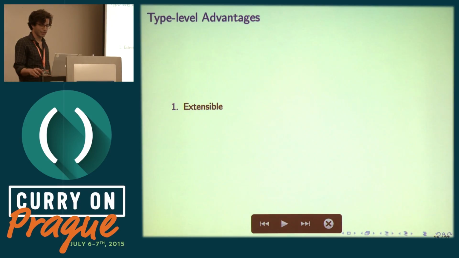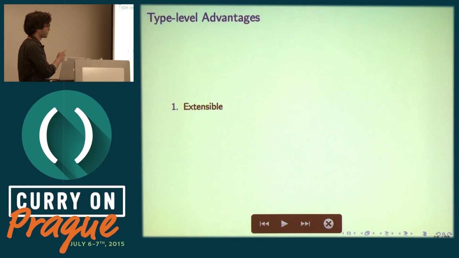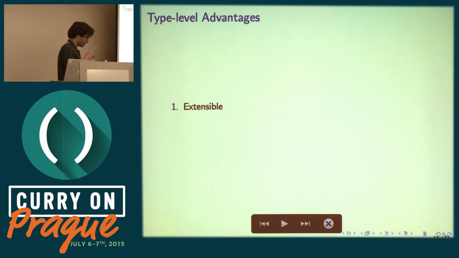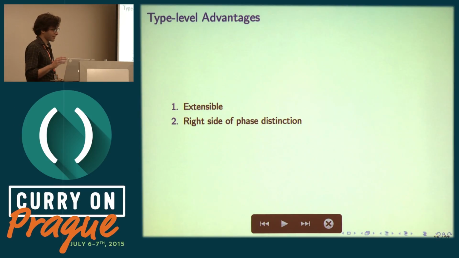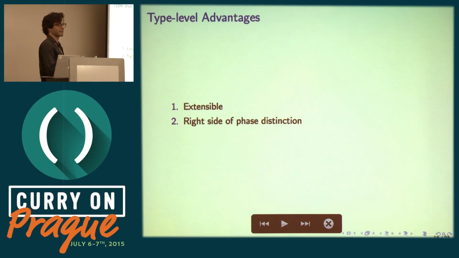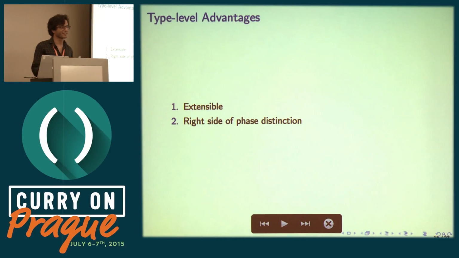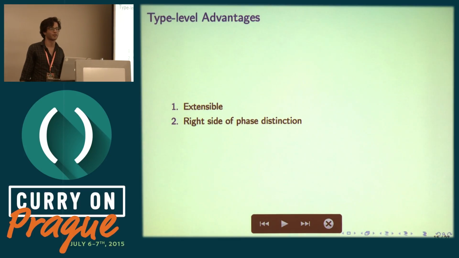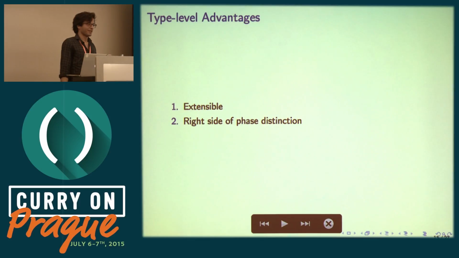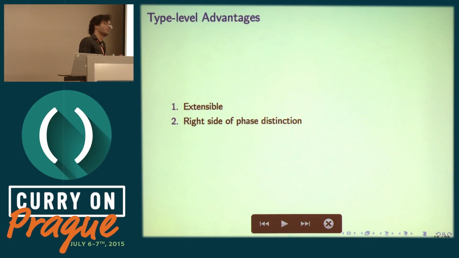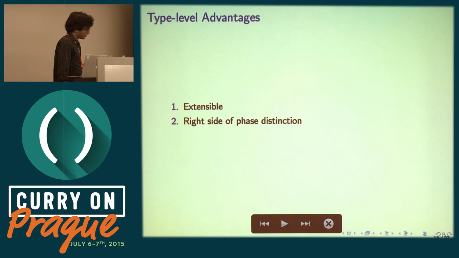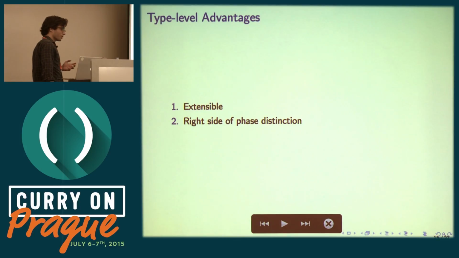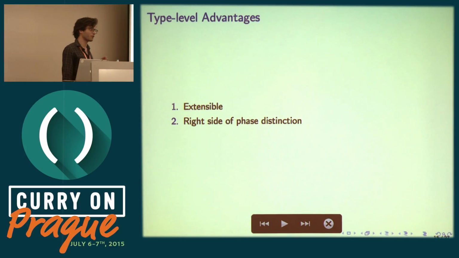So that's cool. But there are other solutions that solve this problem. The other great thing about type-level DSLs is the second advantage: that we're on the right side of the phase distinction. We're talking about Haskell, which doesn't have full dependent types, so our types are not allowed to depend on values. And this is important for reasons that you might already be seeing, but that will become clearer in a second.